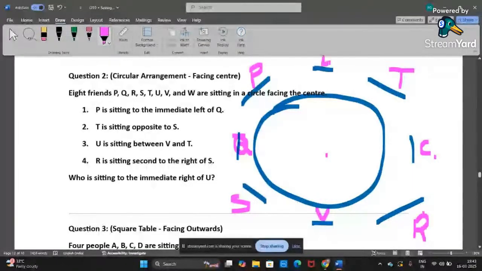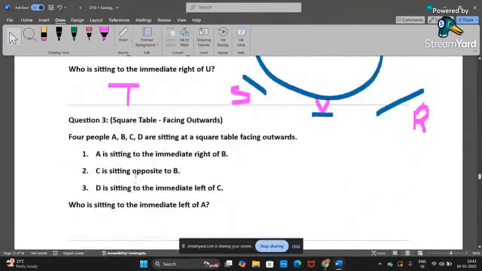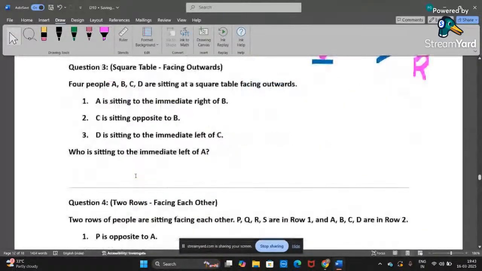What is the question here? O is sitting to the immediate right of U. U's right side is T. The answer is T here. You have to think in multiple ways when you are placing the arrangement. Okay. For this, T is the right answer.